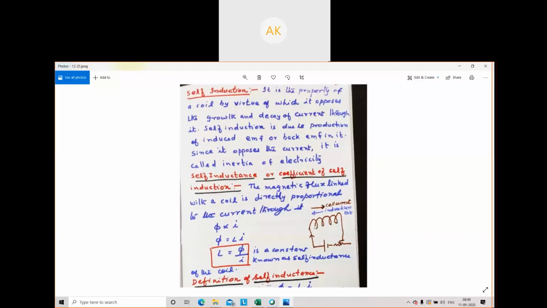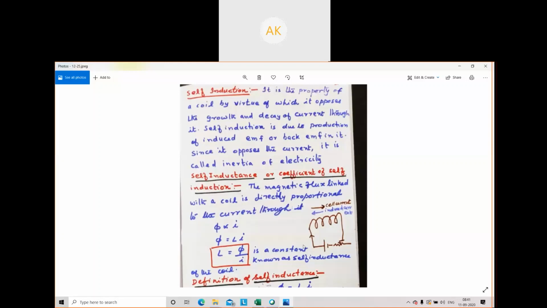Sridhar Parvathy, which pole will be developed when current flows in clockwise direction? Tell which pole will be developed. What happened? I am not able to hear. Okay, you can mute your mic. I will call the other one. Bhumika, can you tell? Bhumika? What are you doing here? Anaka? Nobody is listening, that's why not answering.